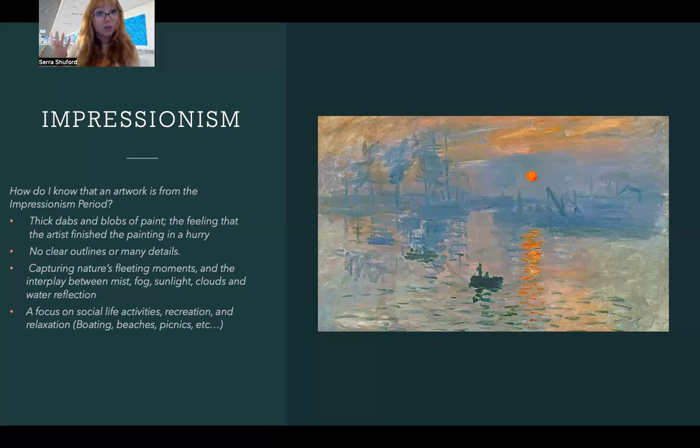Watching a sunrise or watching the sunset, it just takes a few minutes maybe to really feel that. And so not having a clear outline sometimes emphasizes that more. There is no clear outline or many details, and it's meant to capture nature's fleeting moments and interplay between mist, fog, sunlight, clouds, and the water reflections. There's a focus on social life activities, recreation, and relaxation, so like boating, beaches, picnics, etc.